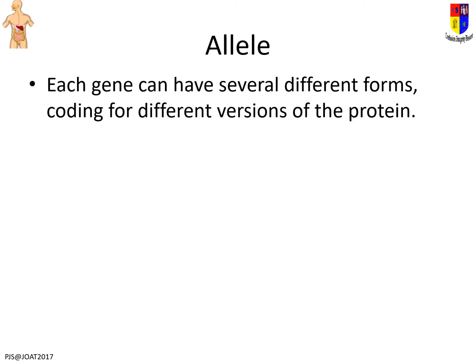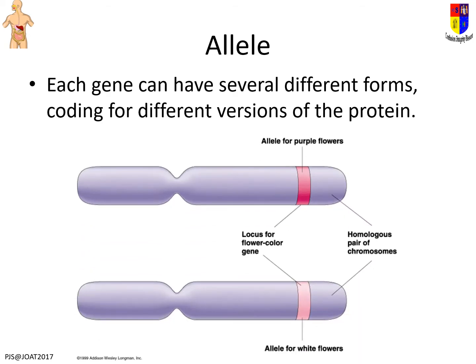The next new term, and a really important one, is the term allele. So what we mean by that is that each gene can have several different forms that will code for different versions of whatever it's coding for, and obviously each gene codes for a protein because that's what genes do. So here's an example. We've got a gene on this chromosome which is an allele for purple flowers, and on another copy of the chromosome, so the same kind of stretch of stuff, we have an allele for a different colour of flowers.